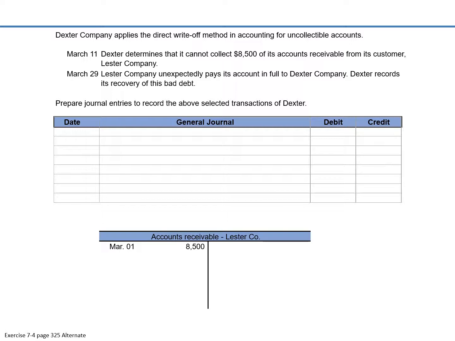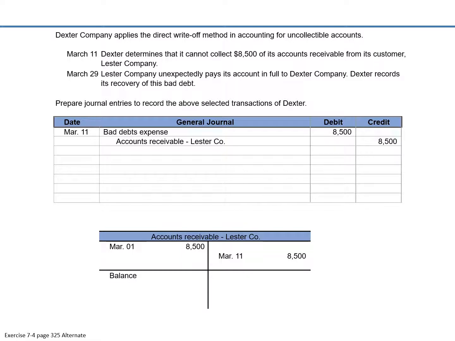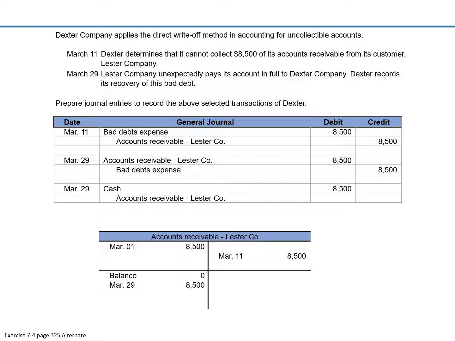All right, so on March 11th, Dexter determines it can't collect the $8,500 that's sitting in its accounts receivable account for Lester Company. So we're going to debit bad debt expense and credit the accounts receivable for Lester Company. Then on March 29th, they figure out that Lester Company has unexpectedly paid them. So we need to reverse what we wrote off, debit accounts receivable, credit bad debt expense, right? Then record our cash. Debit cash, credit AR.